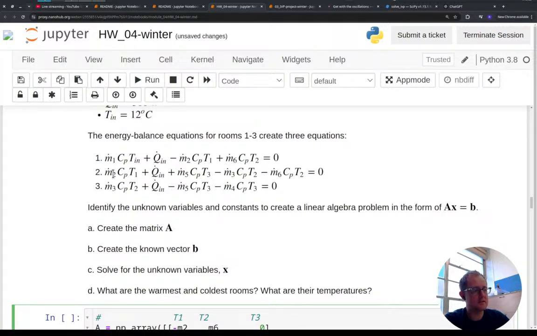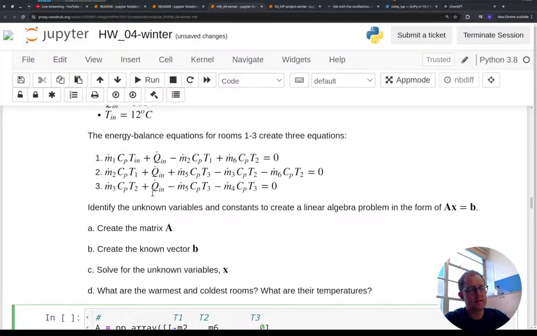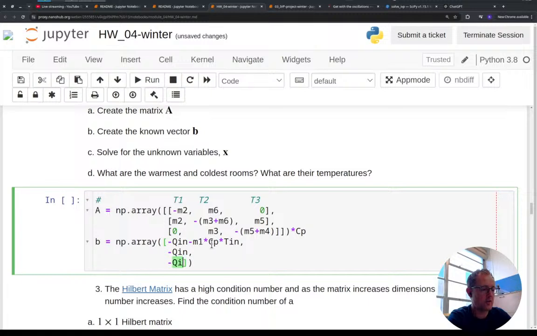And then in equation 2, I have this positive Q in, which I'm going to move to the right, make it negative Q in, and that was it. Same for the last one. I have a positive Q in, I'm going to move it to the right, turn it into a negative Q in, like that.